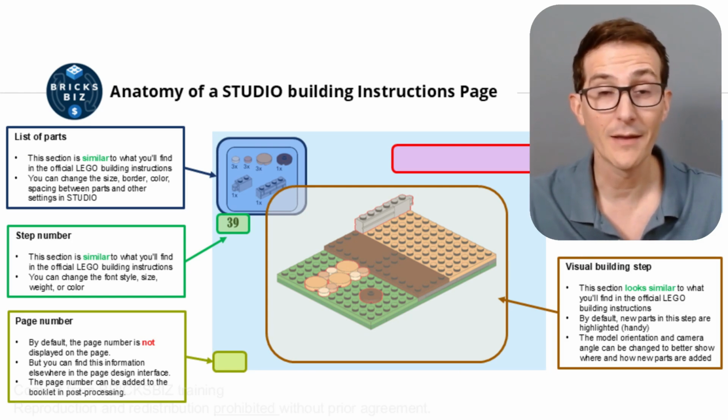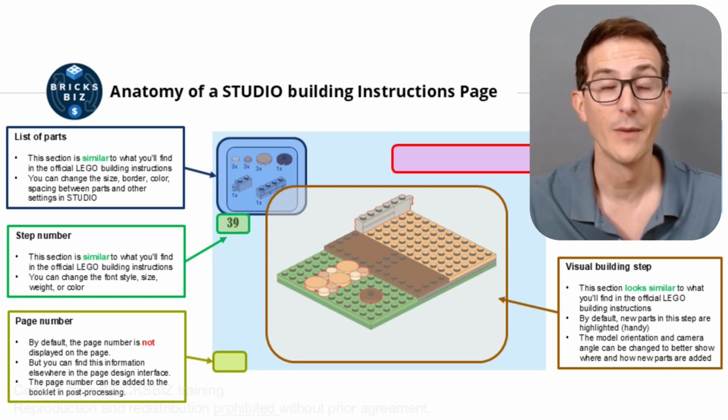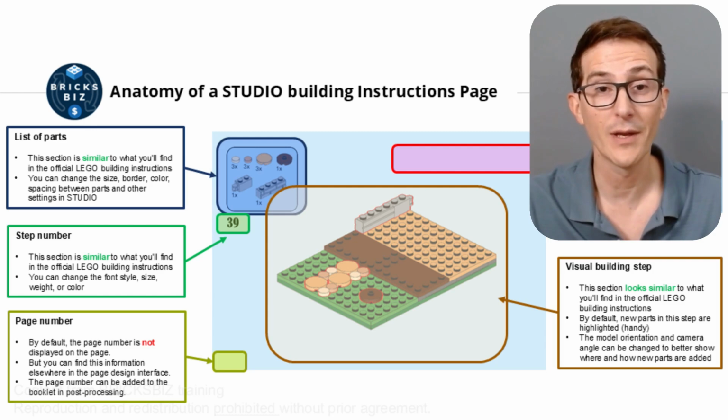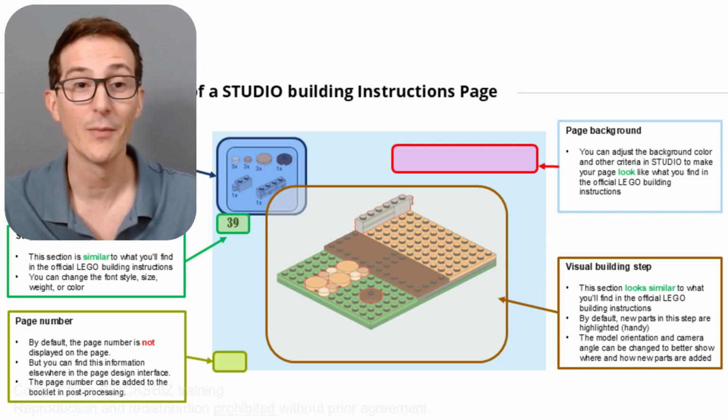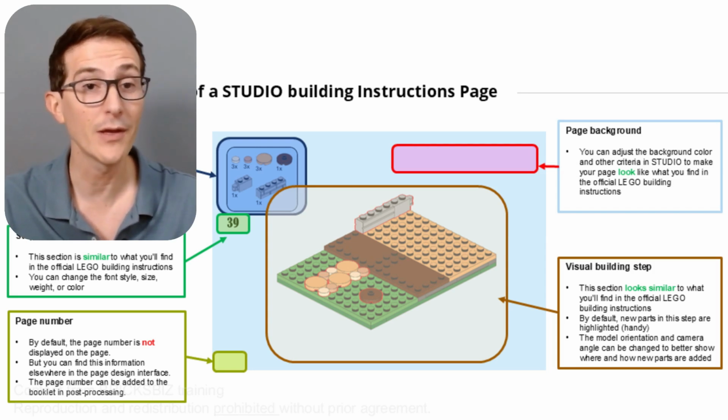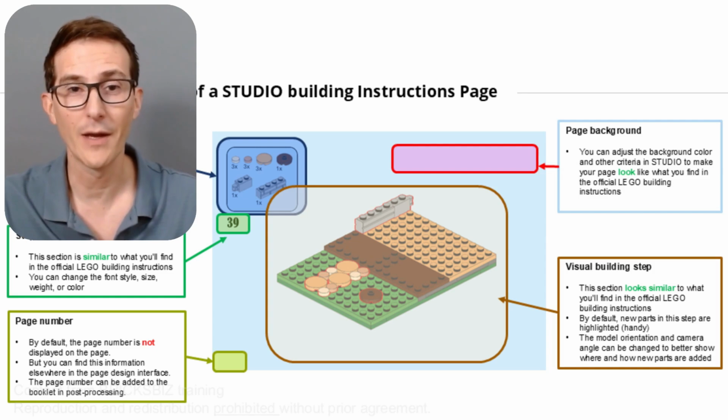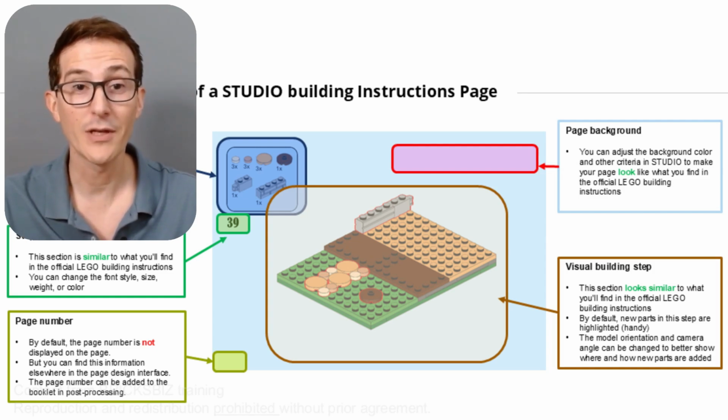On the other hand, if you want to display a page number on your final building instructions, it will have to be added in post-processing on the PDF file that will be generated by Studio. The background color can be customized in Studio. You can therefore reuse exactly the same color as that used in the official LEGO building instructions.